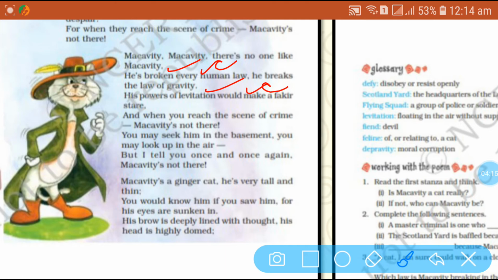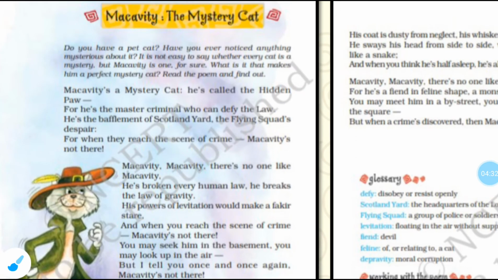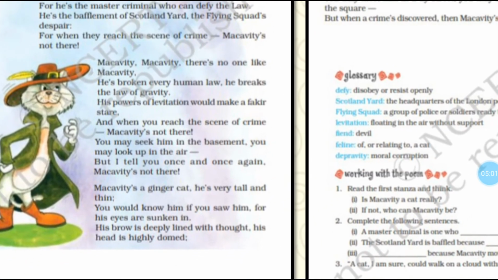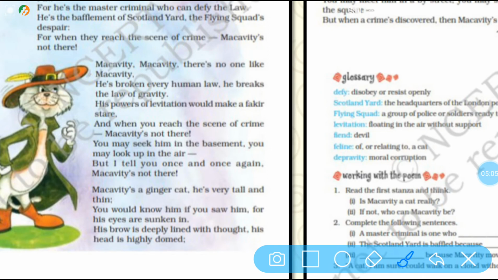Now coming to the next line. His powers of levitation would make a fakir stare, and when you reach the scene of crime, Macavity is not there. You can see that the words stare and there are similar to the words we have already given the rhyming letter B, like despair and there. So we will give stare also B and there B. So these four lines of the second stanza stand as C, C, B, B.